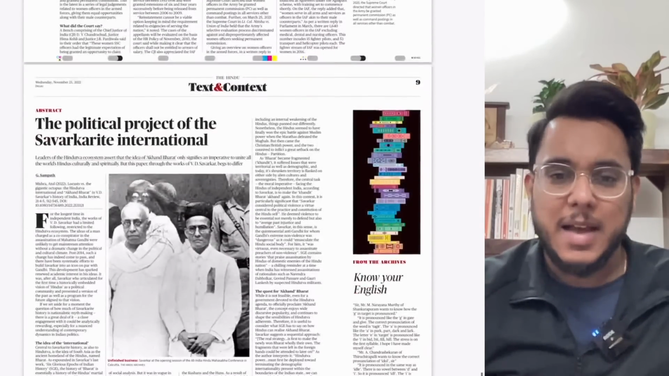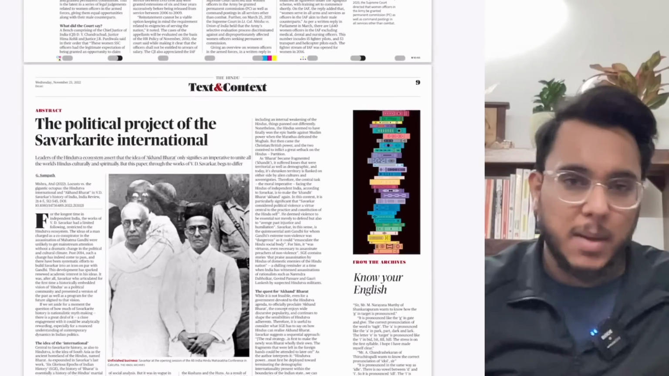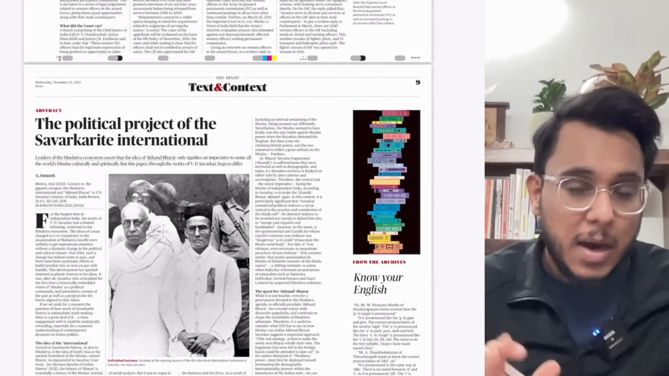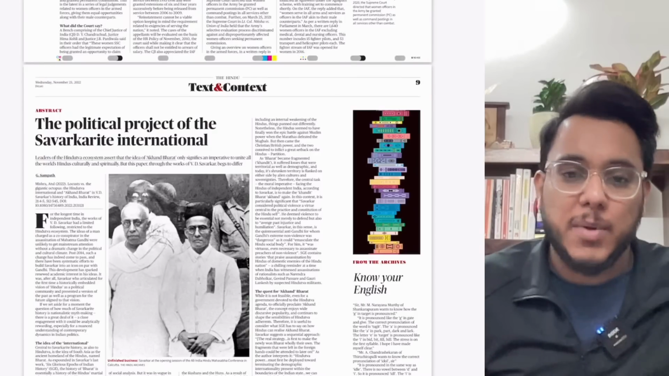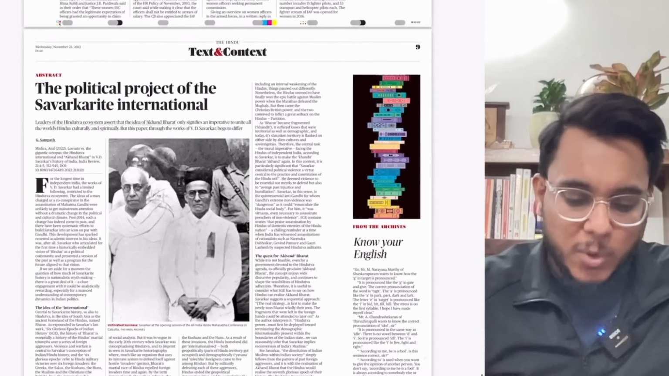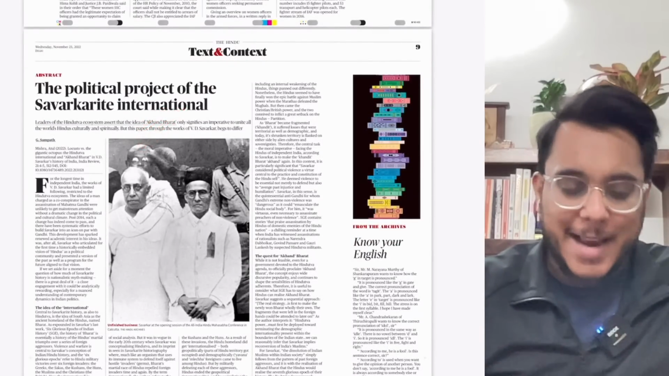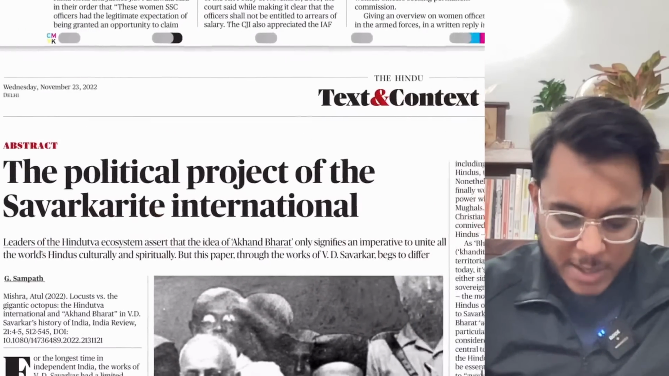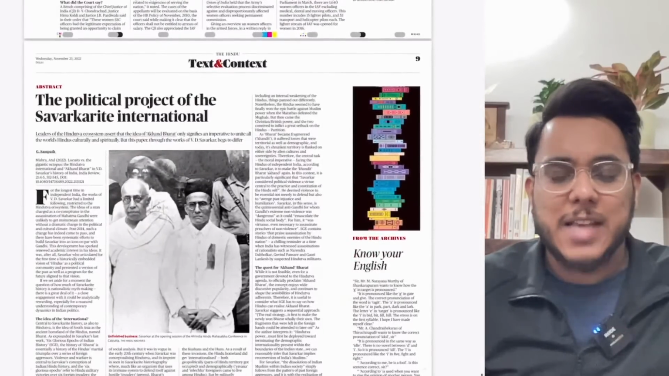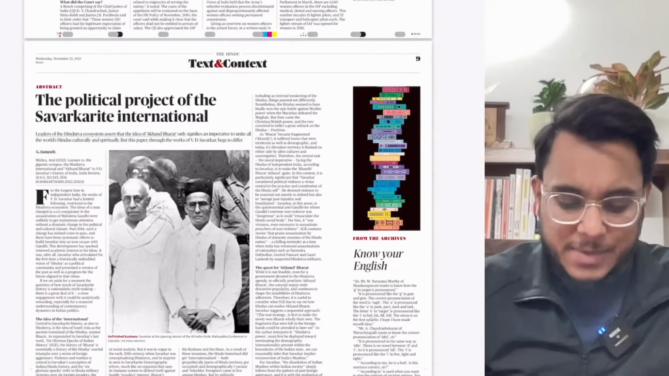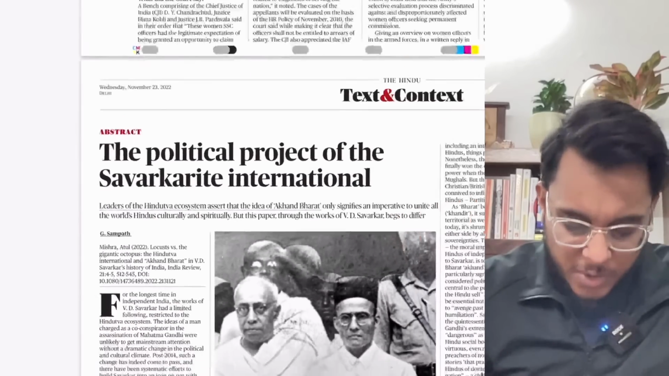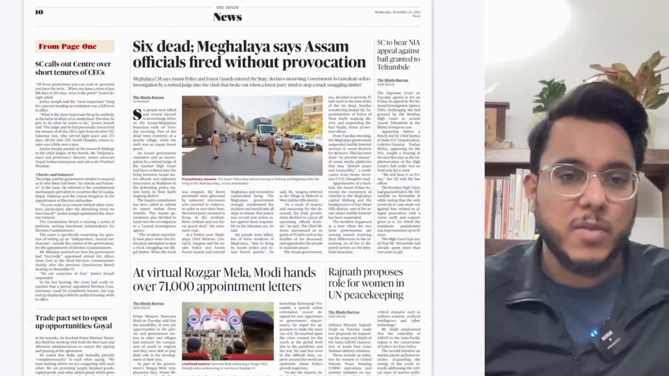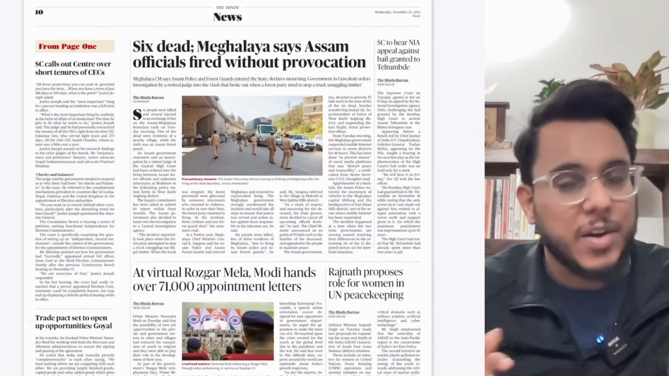We'll see this article, and we will also be taking up broadly what the present conditions or the representation of women in the armed forces are. We'll see that. The political project of the Savarkarite international. Now this article is talking about the Hindutva ecosystem and all such things. The article has a political inclination. It is an abstract article. You don't need to go too much into this particular article with respect to the examination. However, if you have interest out of leisure, you can read that.